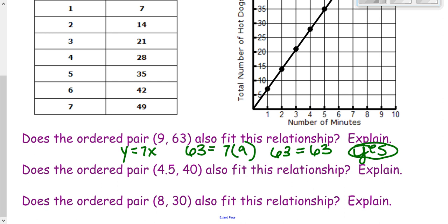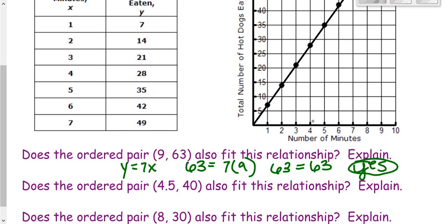Okay, does the ordered pair 4.5 and 40 also fit this relationship? Well, that I can see on my graph. So let's come over, let's find 4.5 and 40. Well, no, it doesn't fit the relationship because it doesn't fall on the line of y equals 7x. No, it lies above the line.